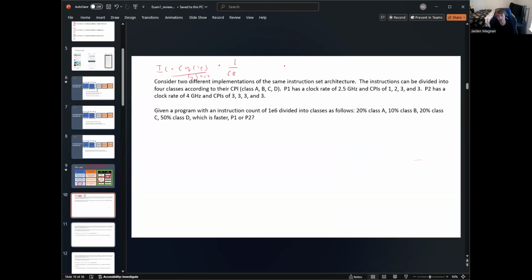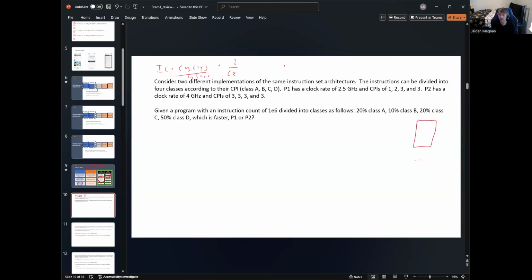But we're considering 2 implementations of the same instruction set, which means it's either both RISC or both CISC. They're the same thing. It gives us the clock rate of both processors. P1 is 2.5 with these CPIs. P2 is 4 gigahertz with these CPIs. And it gives us how many instructions there are and how the program is divided up. This isn't really necessary to solve the question.